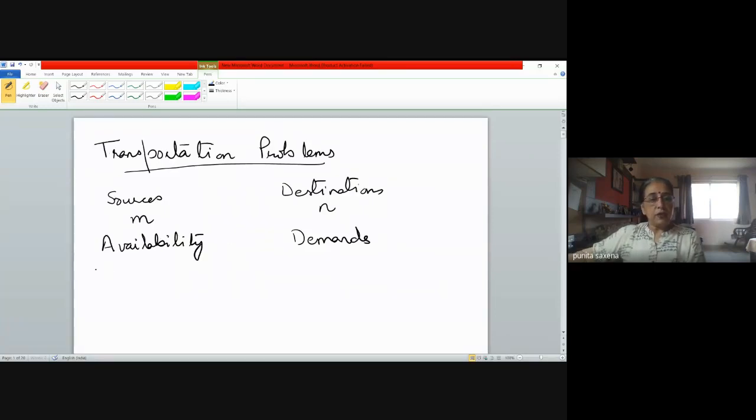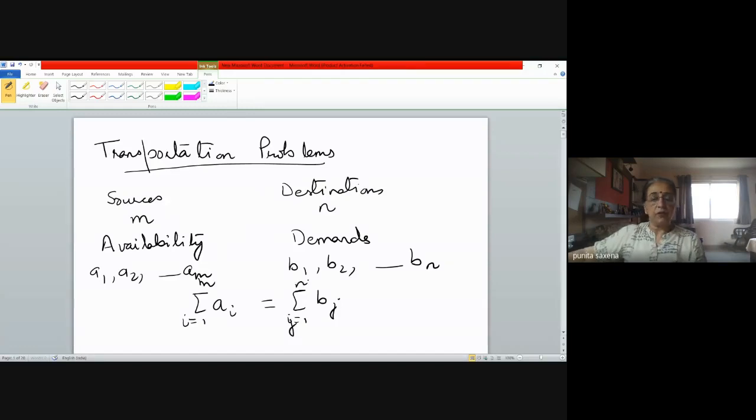And we had seen that the availabilities were something like A1, A2, Am, and demands were something like B1, B2, Bn, and we had seen that a necessary and sufficient condition for this problem to have a solution was that the summation of Ai must be equal to the summation of Bj, j varying from 1 to n. That means total availabilities must be equal to the total demands. Then only the given transportation problem will have a solution.